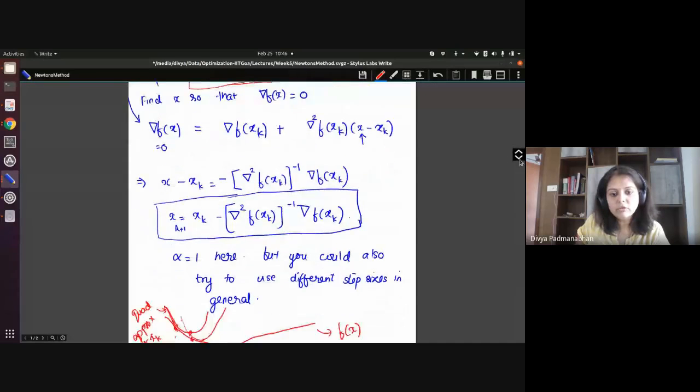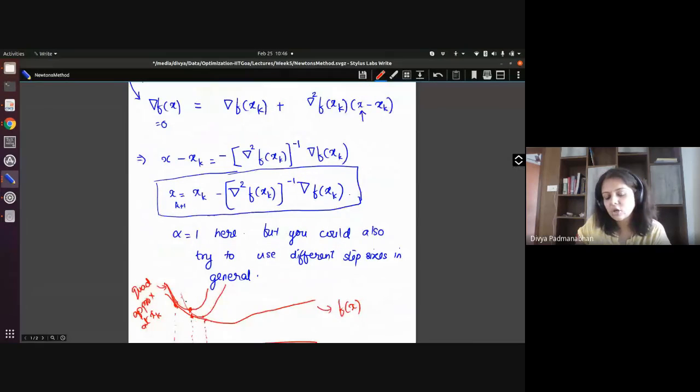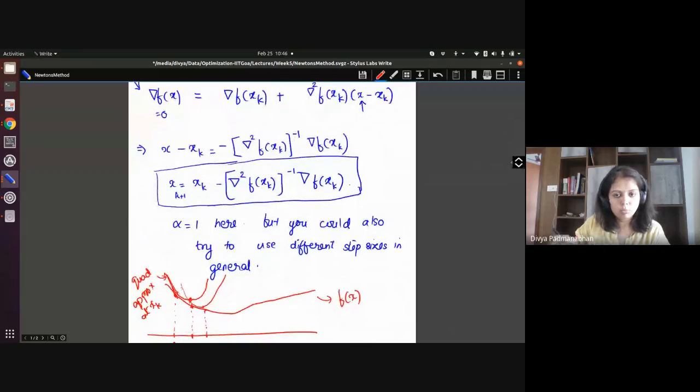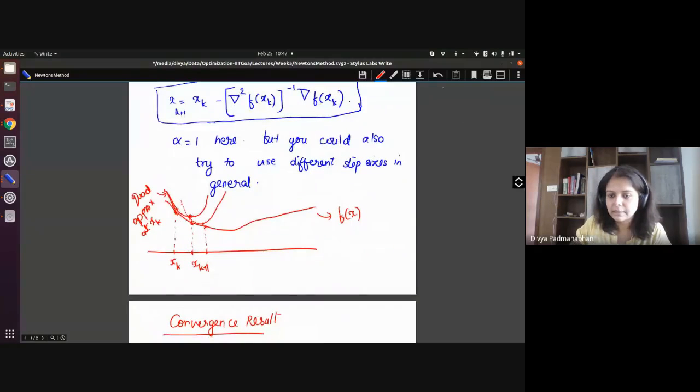If the second order approximation doesn't have this form, in the sense that this condition doesn't hold, then you're not guaranteed to move in the right direction. It may not even converge, because you might end up maximizing this function. That can happen for some example like this.